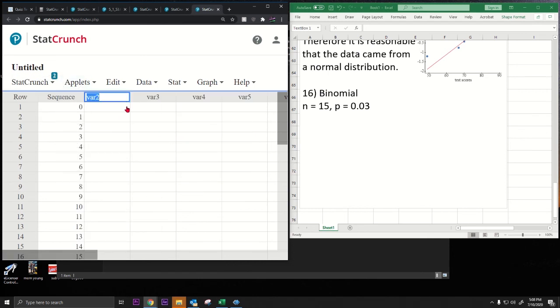Alright, so what am I putting in here? The p of x, right? And I'm gonna call this just x, not sequence, I'm gonna call that x. I want this p of x. I'm trying to create a binomial probability distribution.